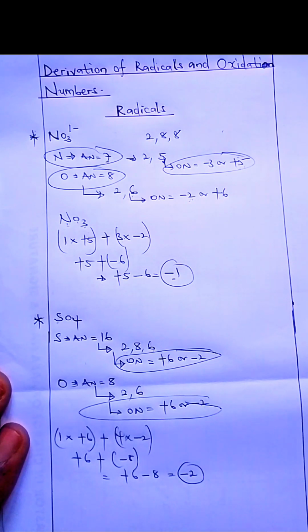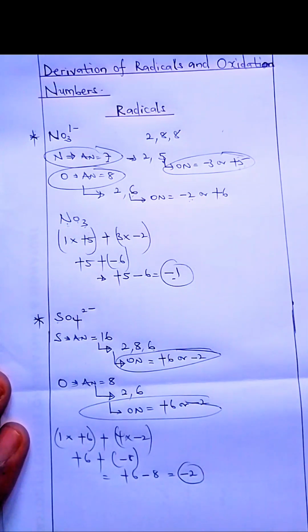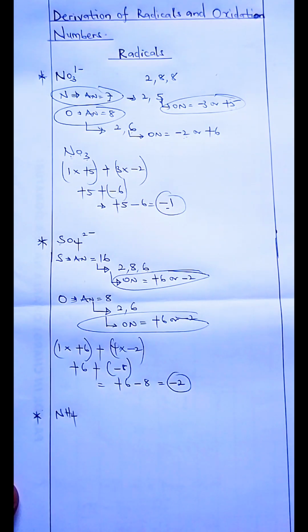So it means tetraoxosulfate(VI) ion is also another anion, a negatively charged ion. So SO4 is 2 minus. So that is that. This is the final example on how to get radicals using oxidation numbers.